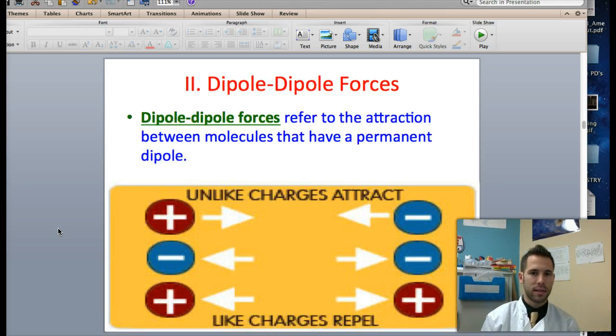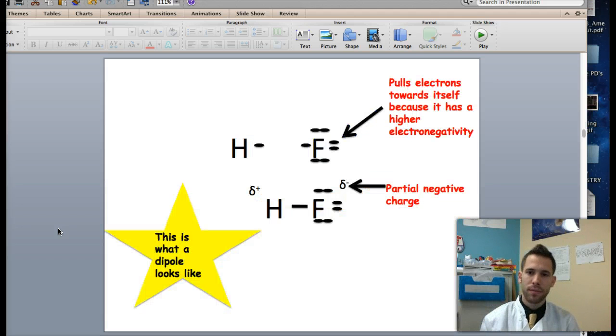The first one you should know about is dipole-dipole forces. And we know that positives and negatives love to be attracted to one another. Dipole-dipole forces refer to the attraction between molecules that have what is known as a permanent dipole. And if you don't know what a permanent dipole is, let me show you. Dipoles result from one atom being bonded to another atom when there's a large difference in electronegativity. So something like hydrofluoric acid, we have hydrogen and fluorine.